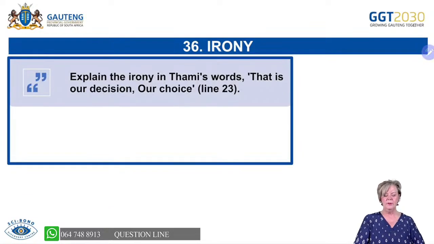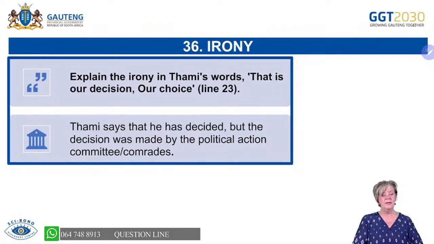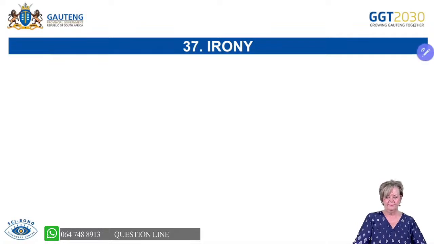Explain the irony in Tommy's words, that is our decision, our choice, in line 23. Tommy says that he has decided, but the decision was made by the Political Action Committee and the comrades and not by him. In other words, he joined, and because he joined, he is kind of not forced, but he has to now also join the fight. Our decision, our choice. It wasn't his to make, but he joined the movement or the committee.